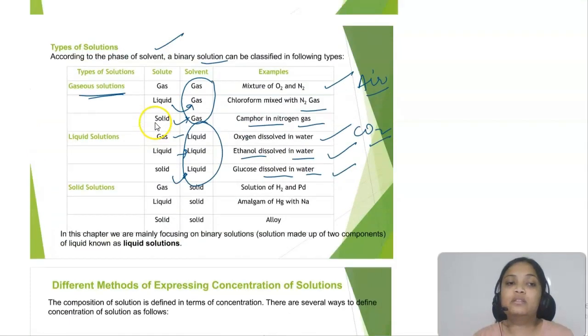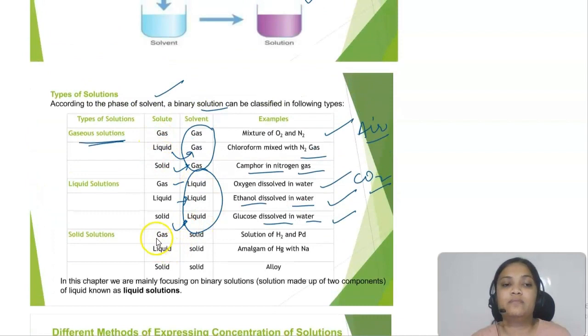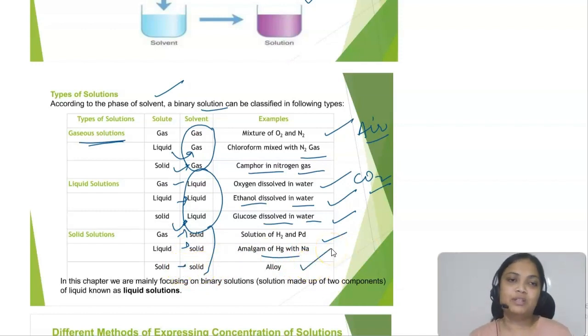Now you know students that there are solid solutions as well, where the physical state is solid, like gas in solid, a solution of hydrogen and palladium. Liquid in solid, an amalgam of mercury with sodium. Solid in solid means your alloys. So the alloys are homogeneous mixtures, which means they are solid solutions. Basically in this chapter, we are focusing on liquid solutions.